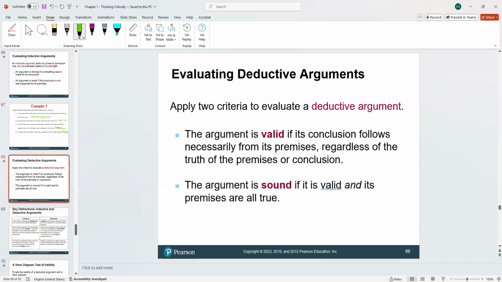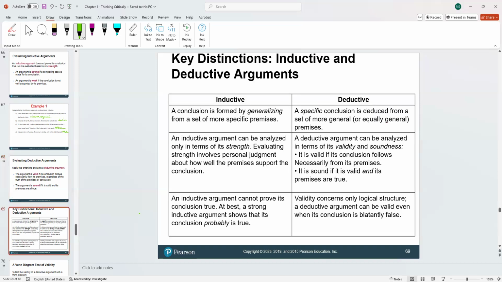Maybe those I know are married, but not all of them. So that makes it valid but not sound, okay? So these are things you need to bear in mind when you analyze arguments. The key distinction between inductive and deductive reasoning: one of them is based on intuitions, and the other one is based on theorems.